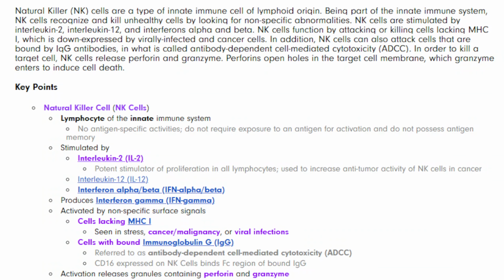So if they see any cell that is lacking MHC1, they attack it, and that's in the case of cancer cells, malignant cells, and virally infected cells. They produce perforin and granzyme. The perforin makes holes in the cell membrane, and the granzyme gets in and induces cell death. Okay, remember that.